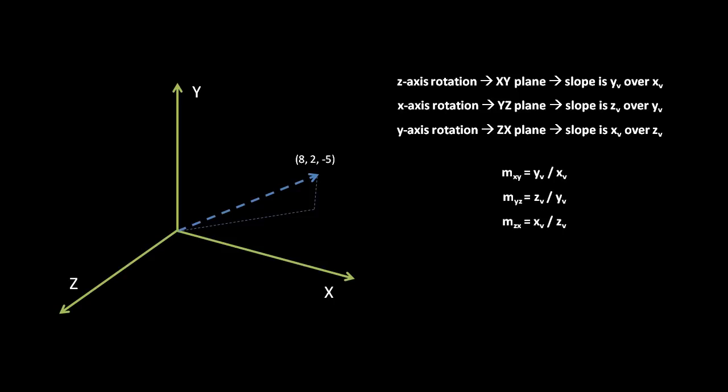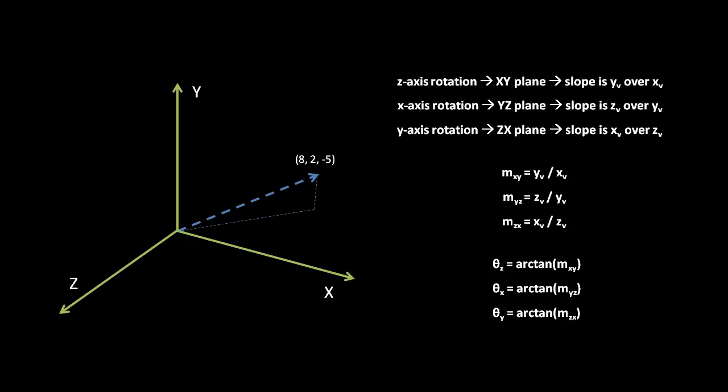Notated more formally, the slope of a line in the xy plane we would call m of xy, and it equals y of v over x of v. Likewise, m of yz equals z of v over y of v, and m of zx equals x of v over z of v. Once we have our slopes, we can then figure the angles of those slopes by getting their arctangents. So theta of z, the angle of the vector in the xy plane, is arctangent of m of xy. Likewise, theta of x, the angle of the vector in the yz plane, is arctangent of m of yz, and theta of y, the angle of the vector in the zx plane, is arctangent of m of zx.